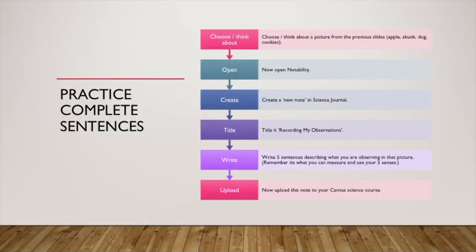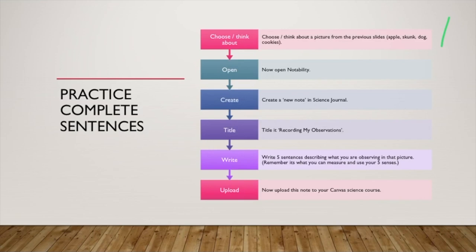One thing we want you to do is to be able to practice writing some of those complete sentences based on your observations. So I want you to think back to, or you can pause and go back to a couple of those slides before where we looked at those. I want you to choose a picture of one of those slides that have an apple, a skunk, a dog, or the cookies. So check those so you remember what those were like.